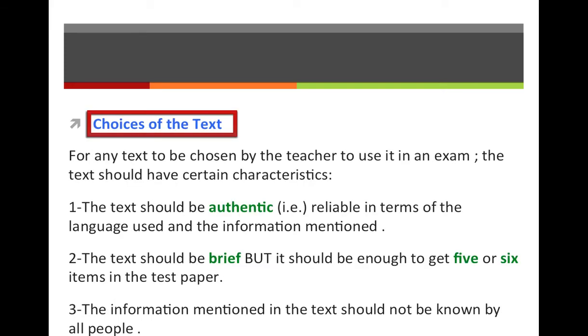Now we come to the choices of the text. If you are a teacher and you would like to examine your student in comprehension, can you take any text? Are you free? No, you are not free. There should be certain characteristics available in the text. 1. The text should be authentic. Authentic means reliable. Authentic in its language and in the information mentioned in the passage. It should be trusted.